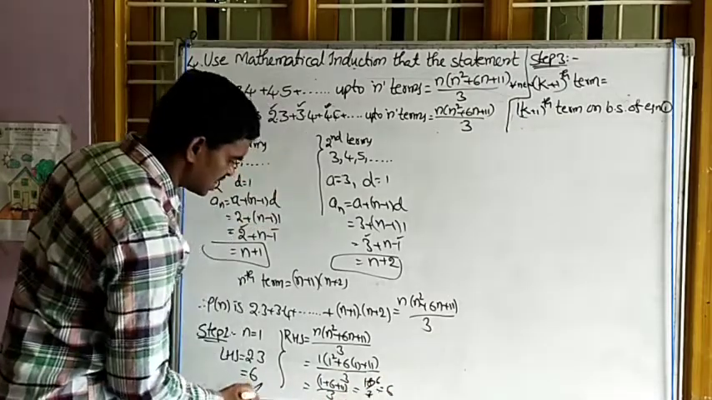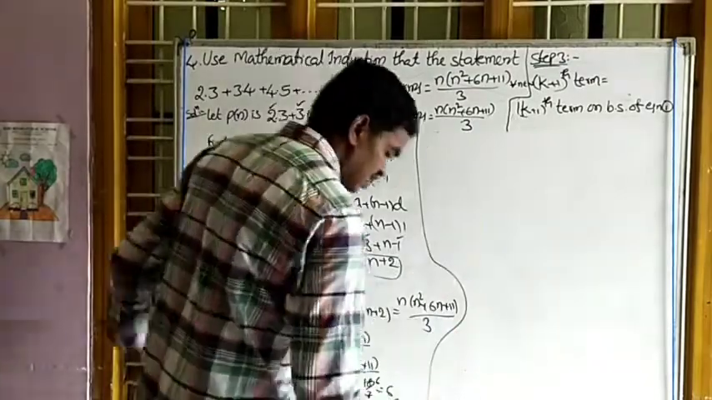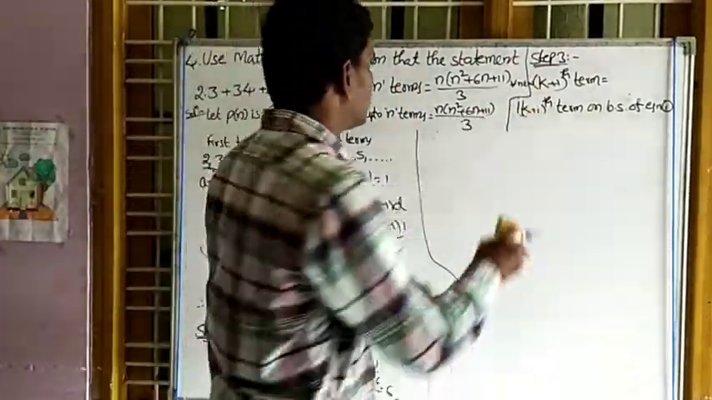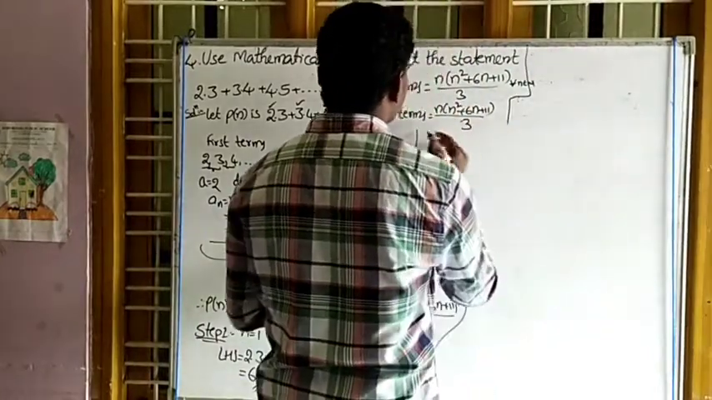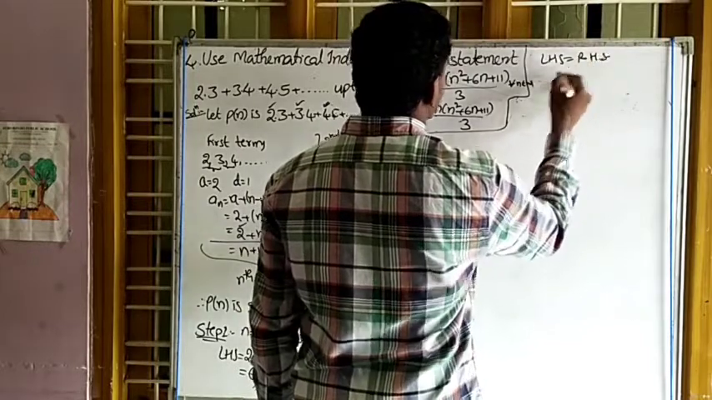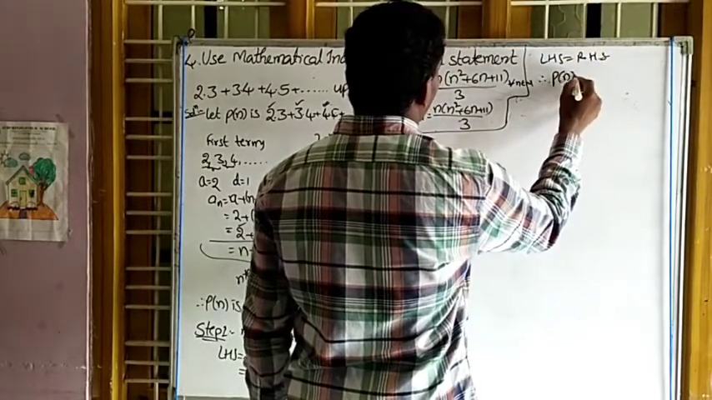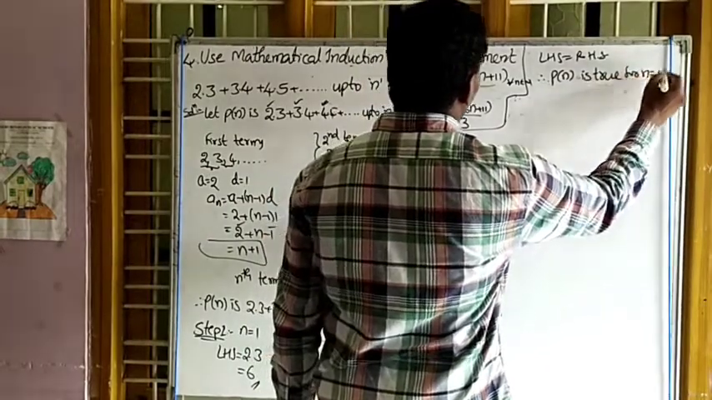What is the left hand side? 6. What is the right hand side? 6. Both same or not? Okay. So I am removing this step 3, place is not sufficient. So LHS is equal to RHS. Therefore P of n is true for n equal to 1.